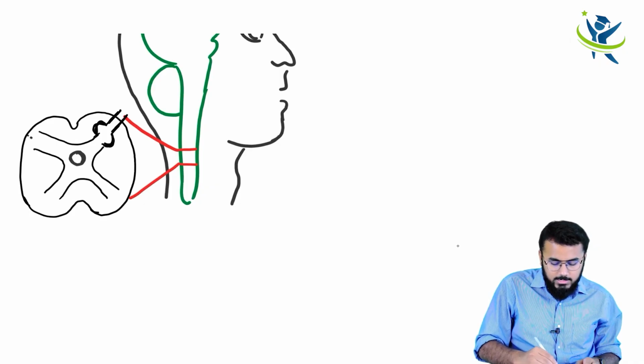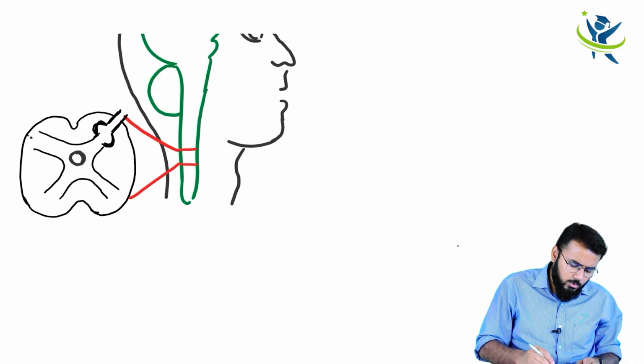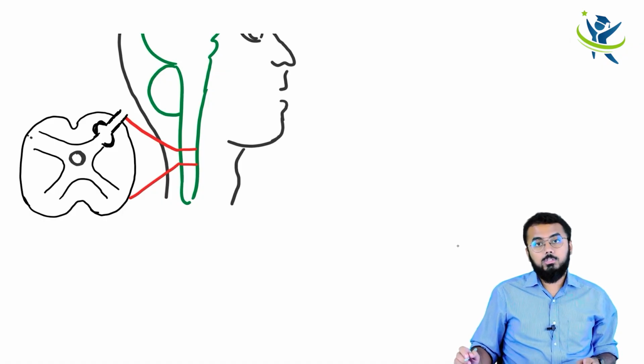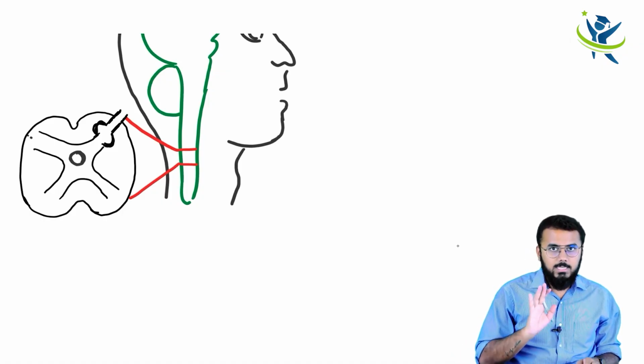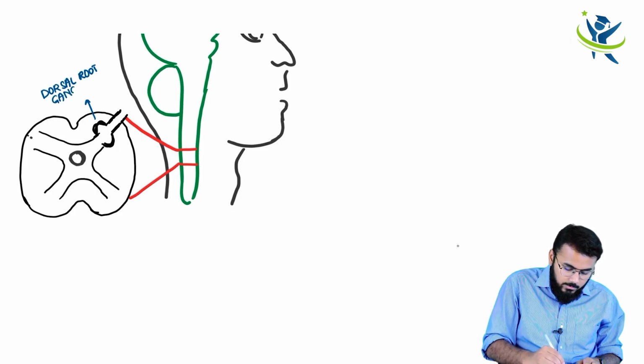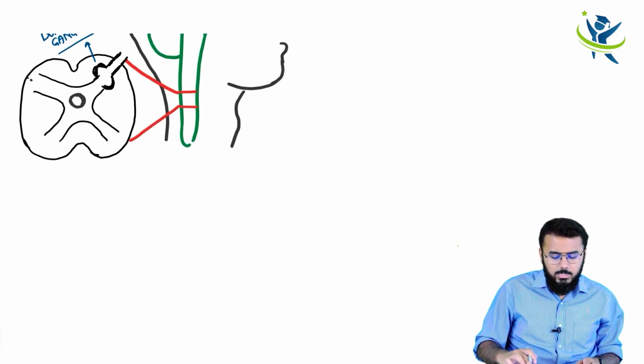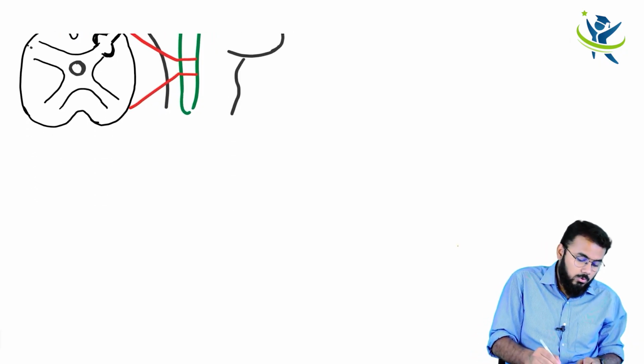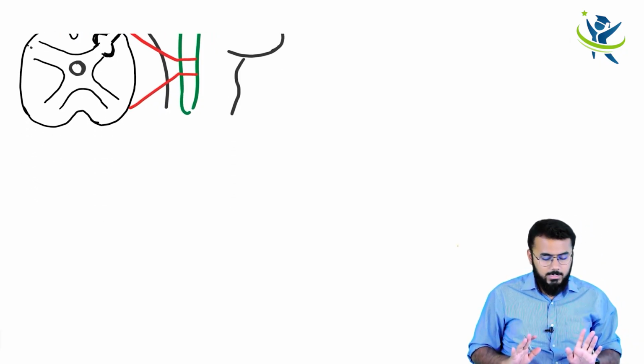You know it very well, right? This is called the dorsal root ganglion, where only sensory nerves are present. Very quickly, if any of you don't know what the dorsal root ganglion is, just keep this in mind.